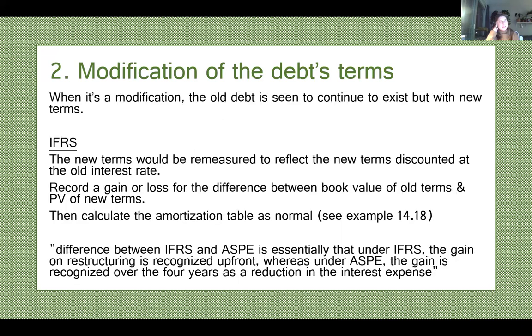And then, like I said, for IFRS, I haven't seen it anywhere but the book, so I'm not really sure if that's going to be in your exam, but just so you know, you remeasure the new terms. The new terms will be remeasured to reflect the new terms discounted at the old interest rate. So you PV the new terms using the old market rate, and then you record a gain or loss for the difference between the book value of the old terms and the PV of the new terms. And then you calculate the amortization table as normal.